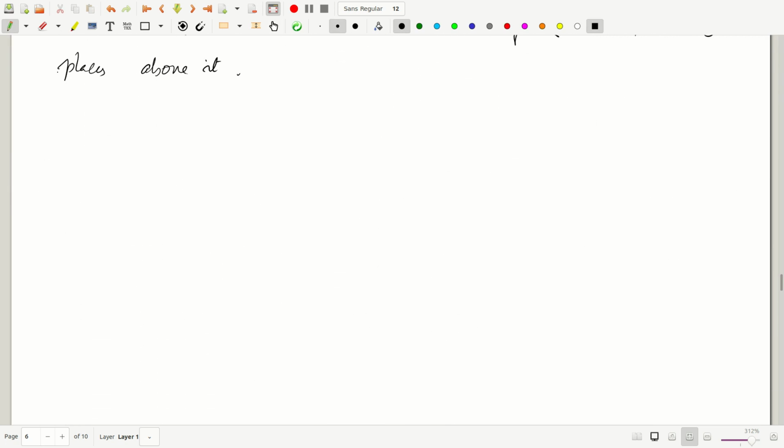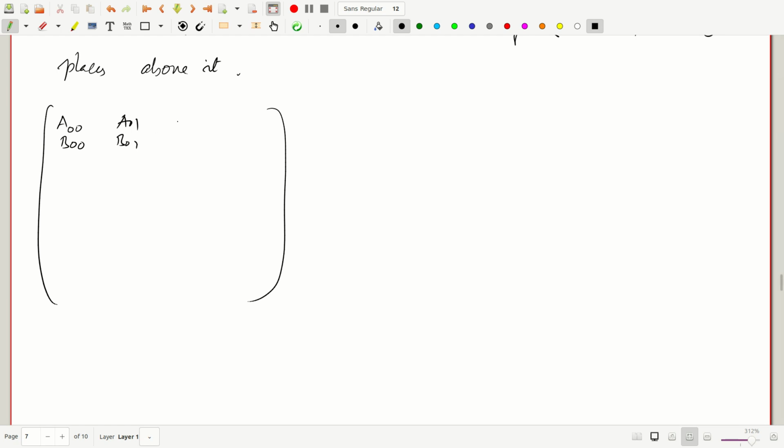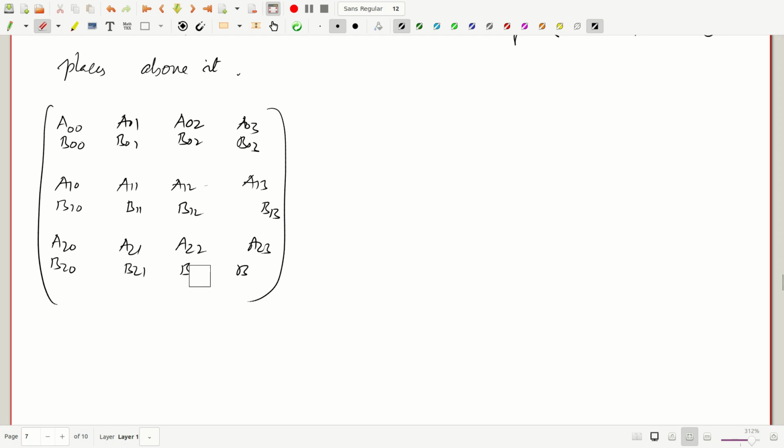Okay, so let me draw these again. That will be easy. Now I am not drawing the square blocks, but I hope you understand. So let me draw this as A00, B00, then A01, B01, A02, B02, A03, B03, then A10, A11, A12, A13, then B10, B11, B12, B13, then A20, A21, A22, A23, B20, B21, B22, B23. Okay, so that's 3 rows, and then we have A30, 31, 32, 33, B30, 31, 32, 33.